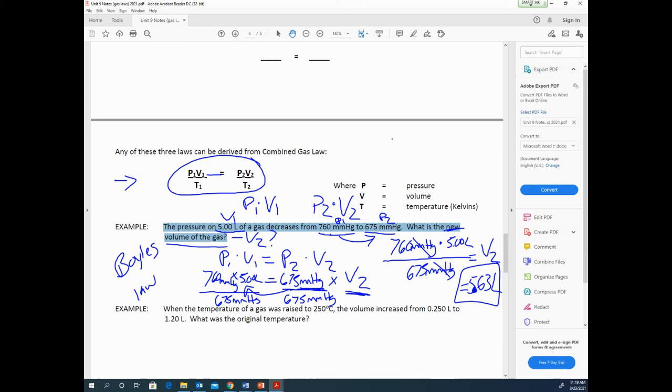Whether you're missing P1, V1, P2, or V2, it doesn't matter. Whichever one you're missing, you're always going to have the other three. And you're just going to divide over the one you don't have, and that will give you the answer.